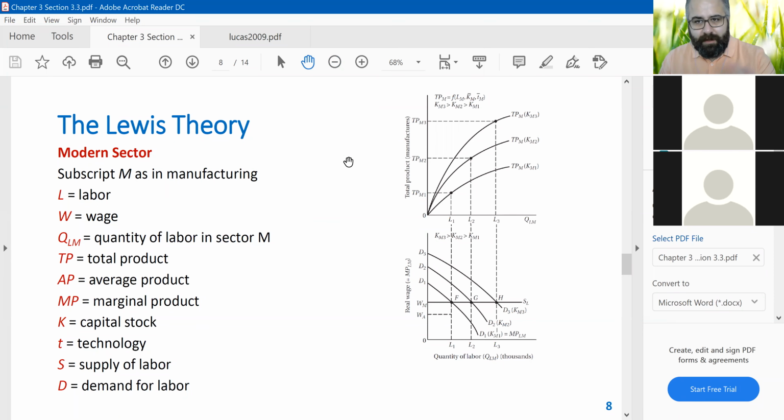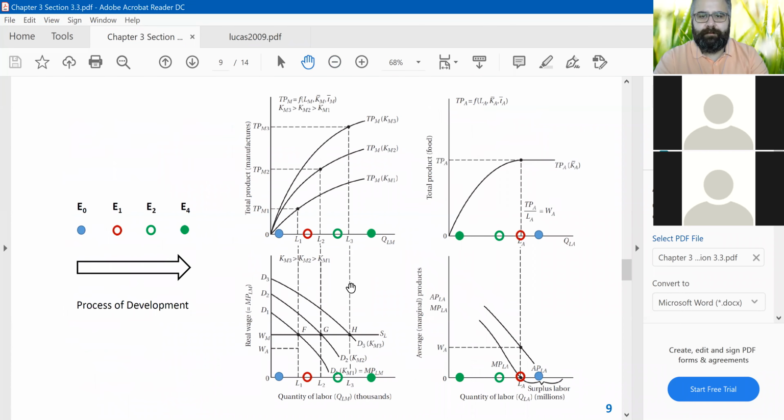That's it. Once again, we're going to assume technology is fixed, but you may imagine that technology can be progressive as well. So if there's technological progress, then we're going to see larger shifts in the labor demand. And if supply becomes elastic, then we're going to see, of course, wage increases as well. So there are different modifications of this model. And that's the process of development.